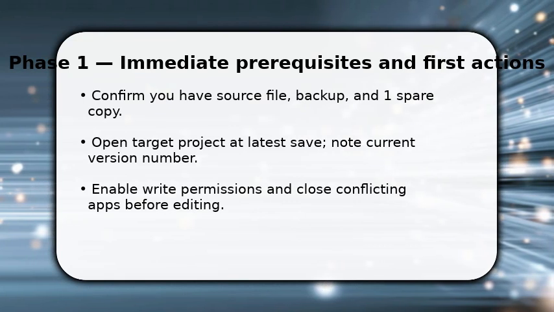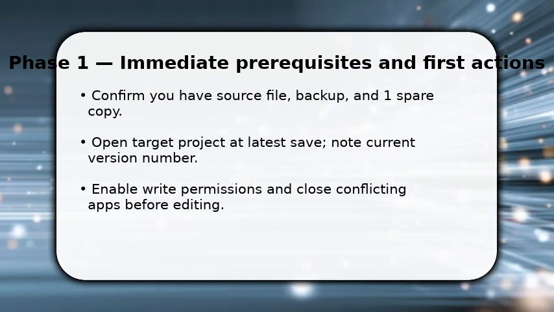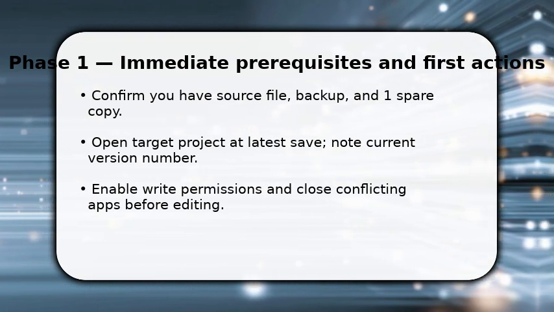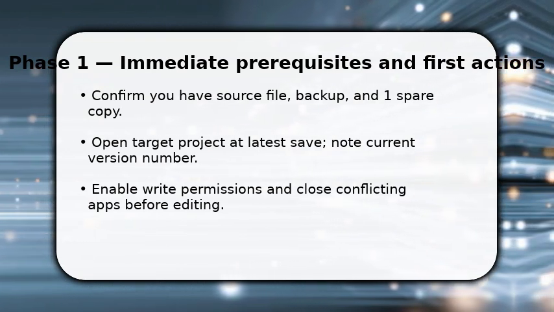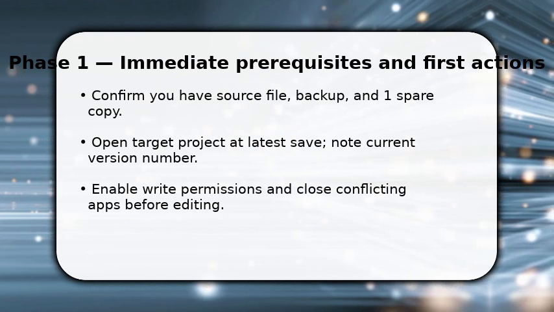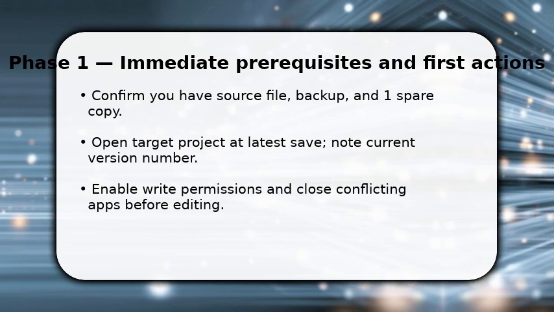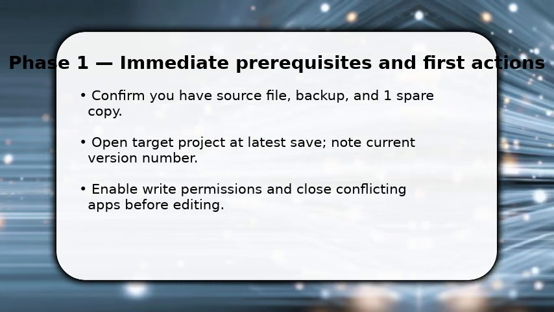You start now, verify the source and make a backup copy because changes are irreversible if you skip that step. Open the target project, note the version number, and enable write permissions so edits apply cleanly. Once done, locate the module labeled Fist Samp in the file tree and highlight it.